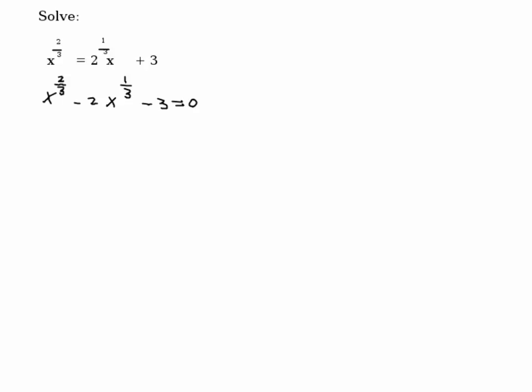Okay, so I'm going to let x to the power of 1/3 equal to any variable I like. So let's call it w this time. If I square both sides, on the left-hand side I get x to the power of 2/3 is equal to w squared.